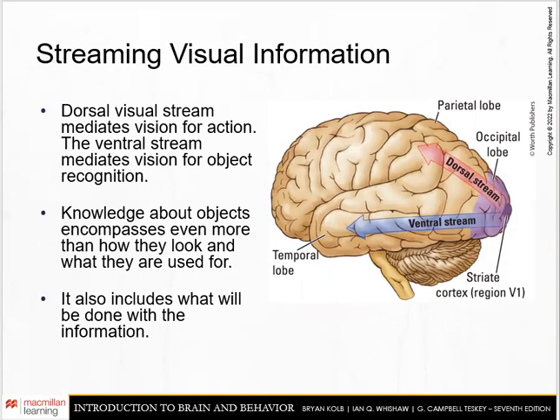The dorsal visual stream mediates vision for action, whereas the ventral stream mediates vision for object recognition. The knowledge about objects encompasses even more than how they look and what they're used for, and it also includes what will be done with that information.